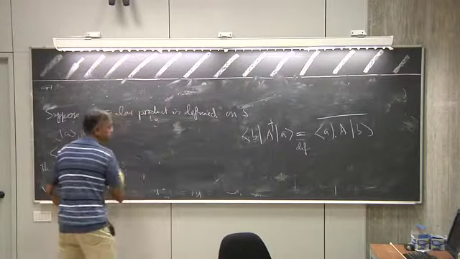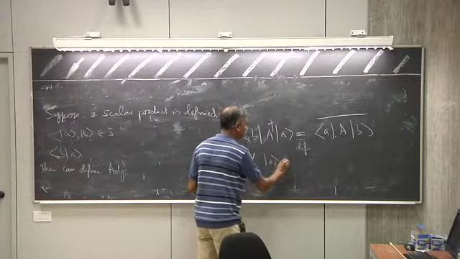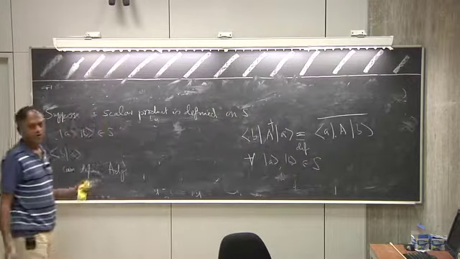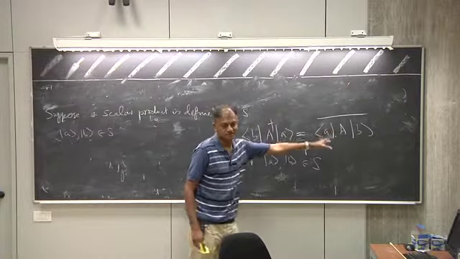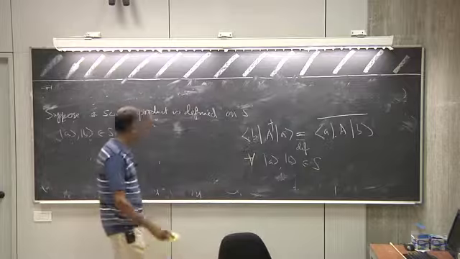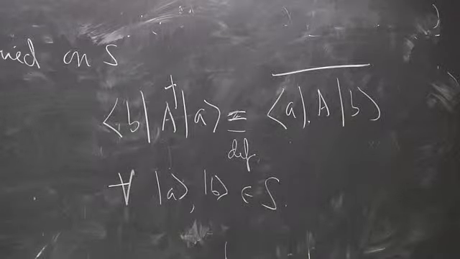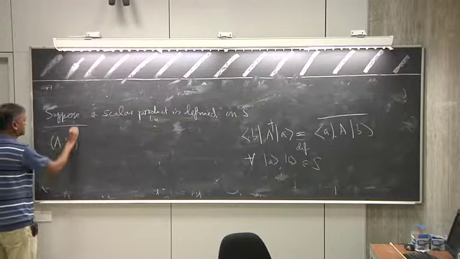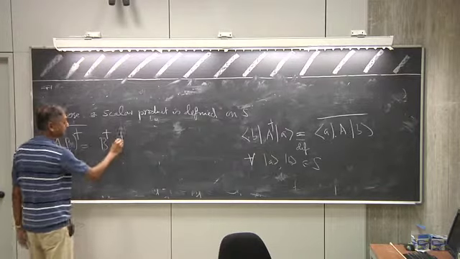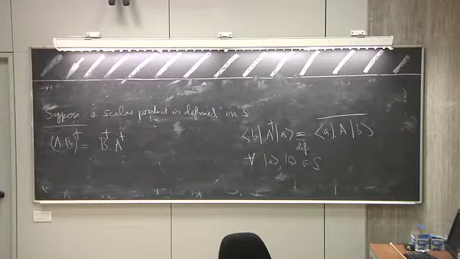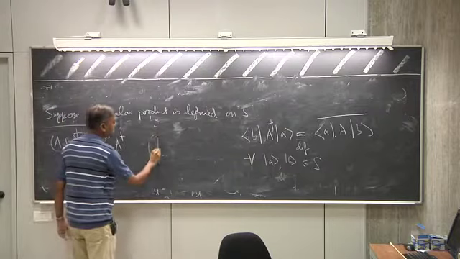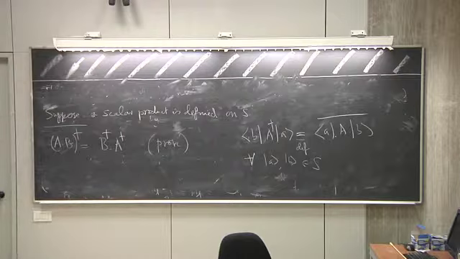This should be for all A and B belonging to S. So the adjoint of an operator is that operator which satisfies this equation for all A and B. I will not try to prove this, but you can prove the following statement: A times B dagger is the same as B dagger, A dagger. Try to prove this statement, just using this definition and the definition of the product.